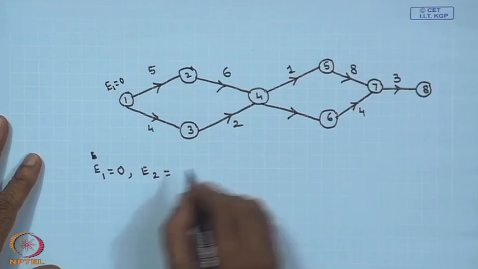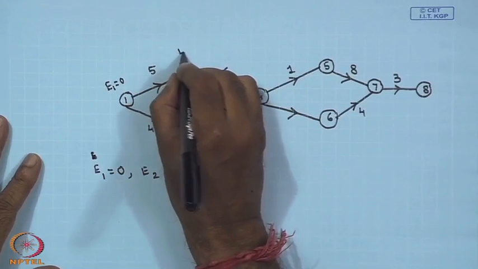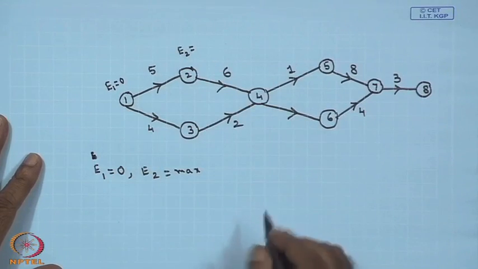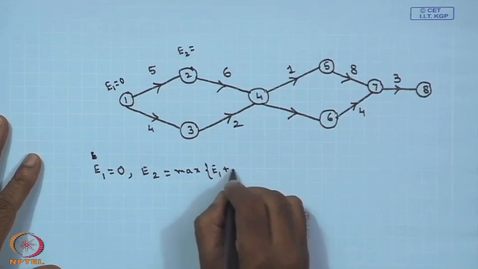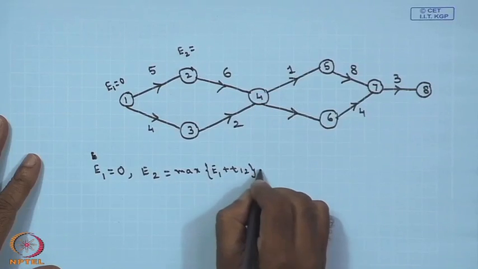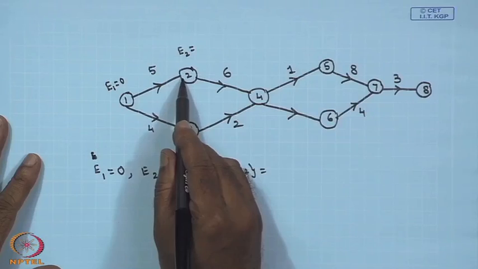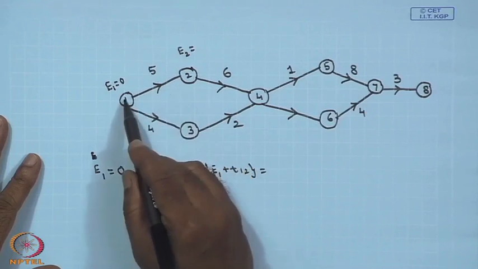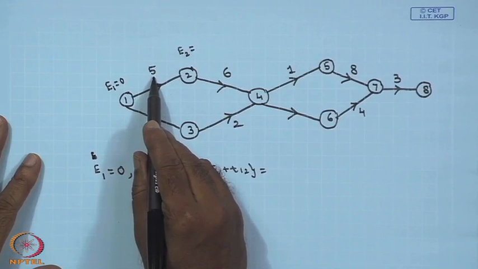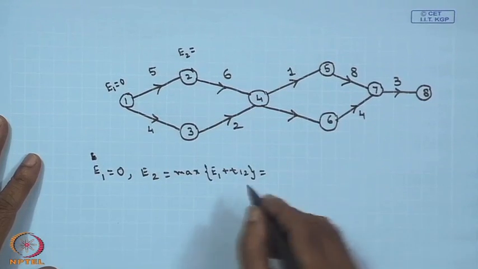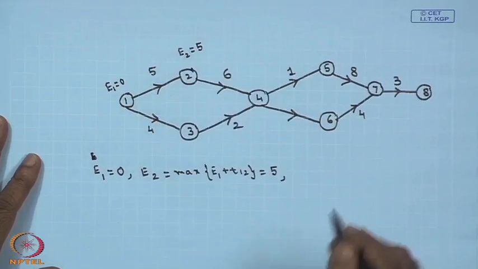Your E2 will be maximum of E1 plus T12. E1 is 0 because from this node only one node is going, only one element is attaching. So, E1 plus T12, T12 what is the length? Length is 5. So, basically it is 5 only, there is only one element. So, your E2 you are getting as 5.